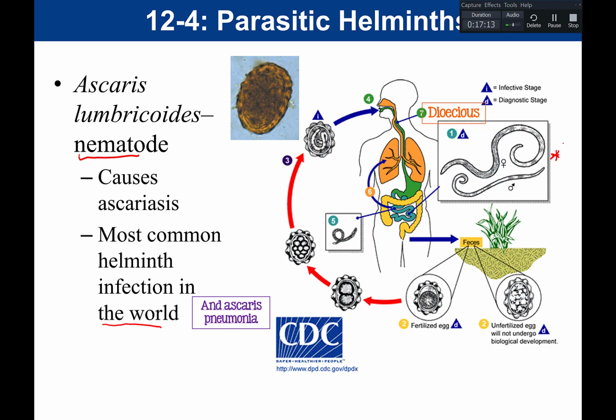So you need to know the adults, and you need to know the eggs. What you're looking for on the egg is that the edge of the egg has what's referred to as mammillations. Think of it like scalloped edges. So the edge of the egg has this kind of scalloped appearance, and that scalloped edge is referred to as mammillations.